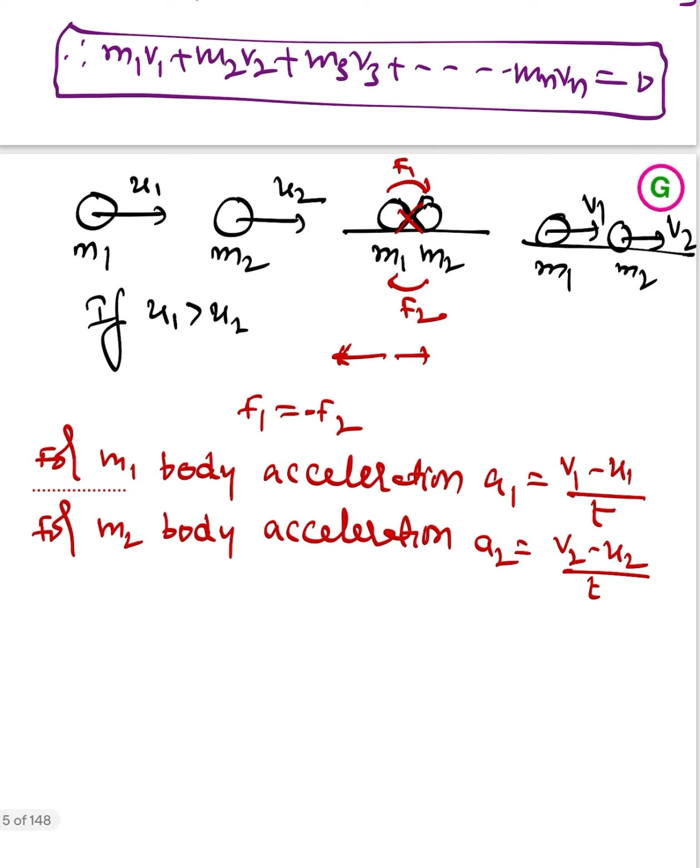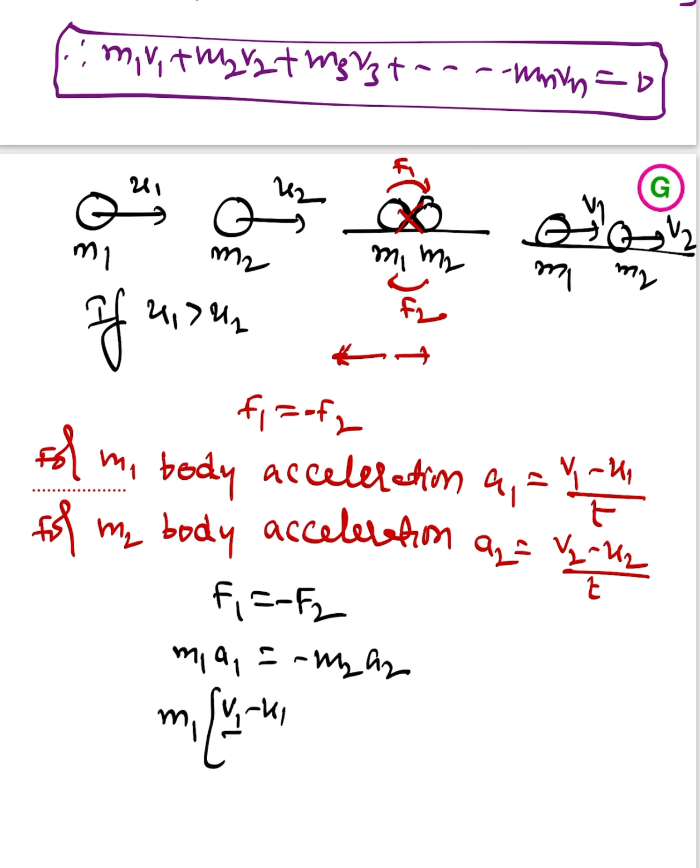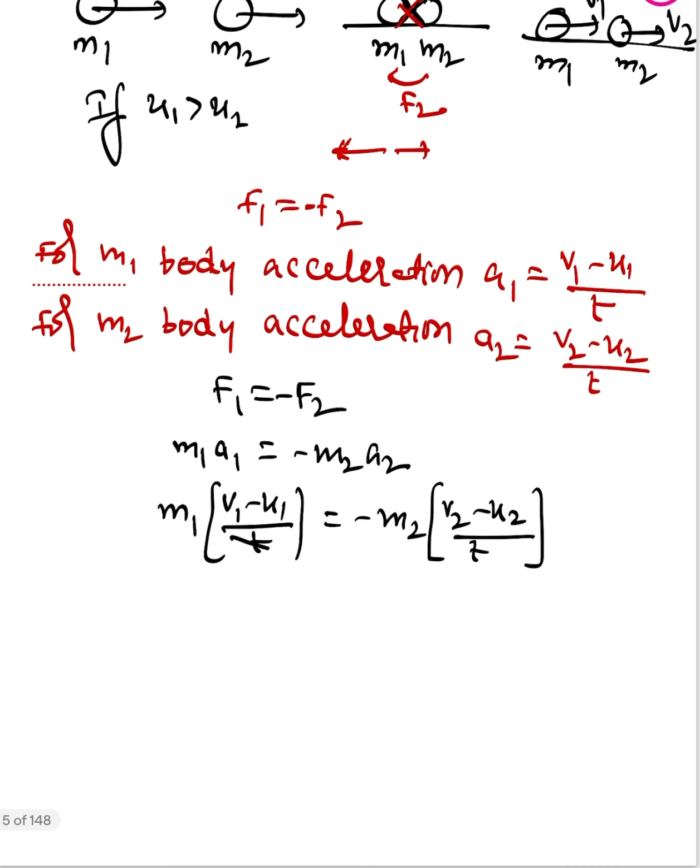So from f1 equals minus f2, we consider m1 a1 equals minus m2 a2. Here m1 a1 is nothing but m1 times v1 minus u1 by t, equals minus m2 times a2, which is v2 minus u2 by t. So the reaction times cancel. Expanding, m1 v1 minus m1 u1 equals minus m2 v2 plus m2 u2.